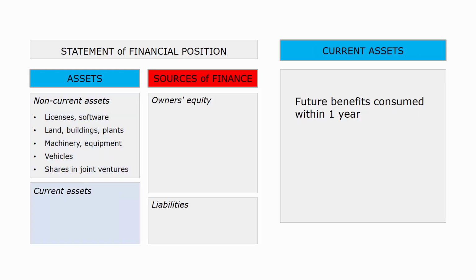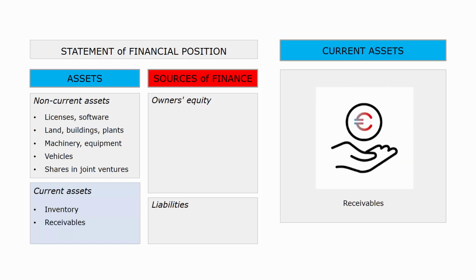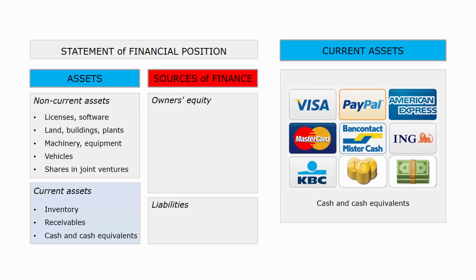Current assets represent future economic benefits to be used or consumed within 1 year. These rotate in a short life cycle. They're constantly changing and are mainly generated by the company's operating activities. Current assets consist of inventory, trade receivables, cash and cash equivalents, and other items of which the future economic benefits will be consumed within 1 year.